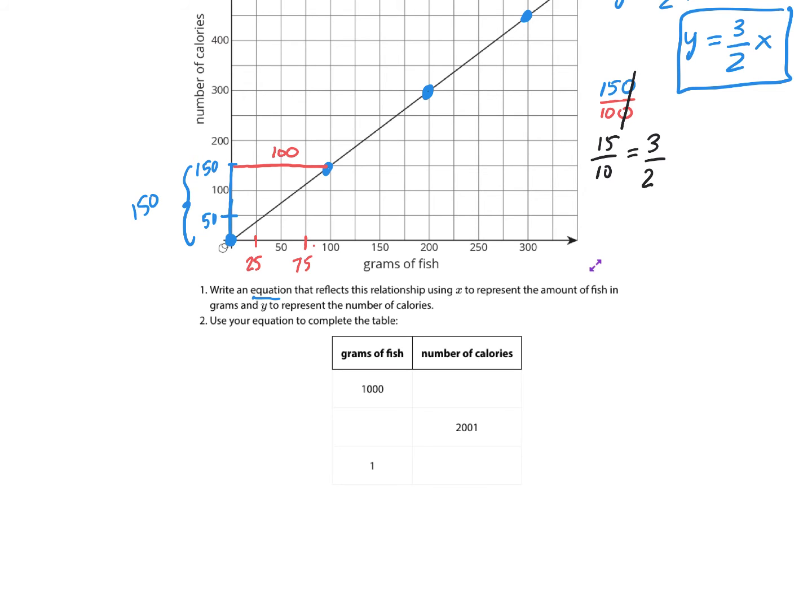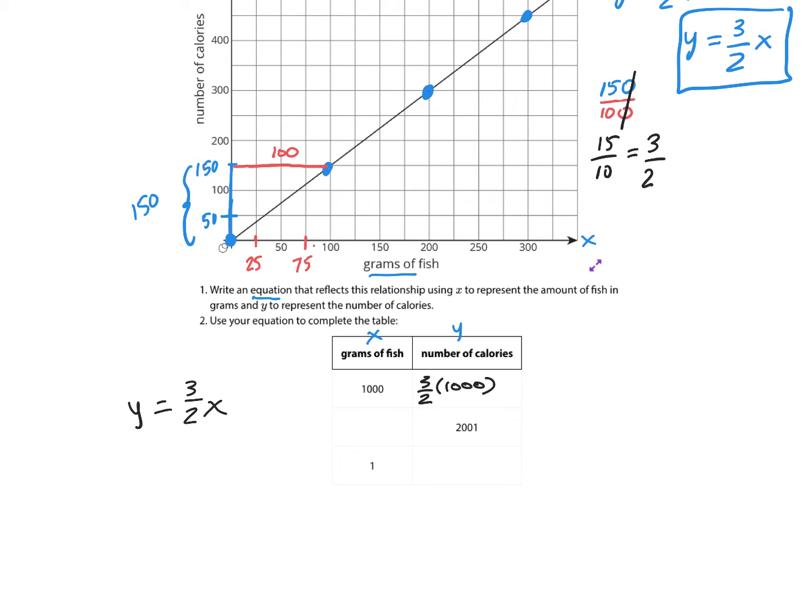So your grams of fish is your X line. This is our X line. So I'm going to call this X, and your number of calories is your Y line. So remember, your equation is y equals 3 halves x. And it says, when you have consumed 1,000 grams of fish, how many calories is this? Well, your equation is 3 halves times x. So you would do 3 halves times 1,000.